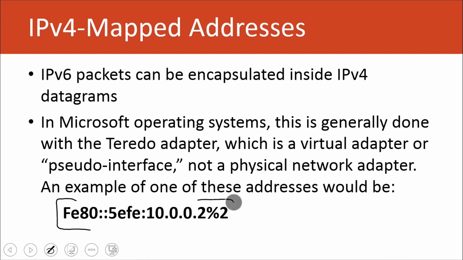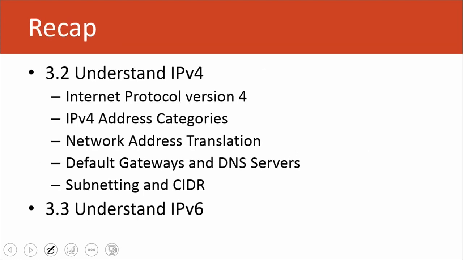So this is kind of crazy, but what happens is we basically take an IPv6 packet and then we just wrap it inside of an IPv4 datagram, send it along, and then that pseudo interface, that virtual adapter, is going to go ahead and unwrap the IPv6 packet, and then data is going to move along with processing. Okay. All right, so that's the end of our voyage through the IP protocol.